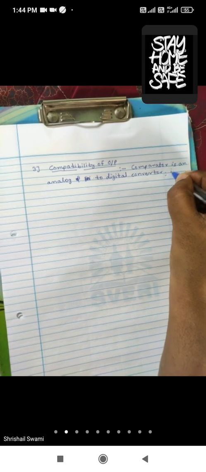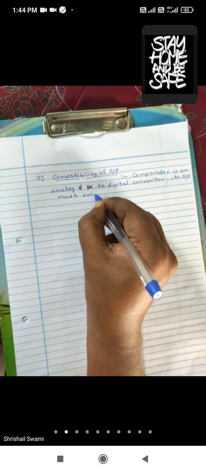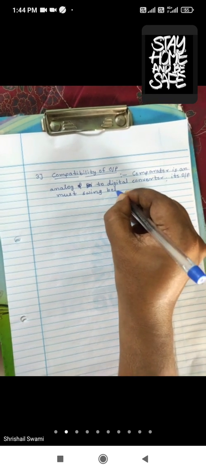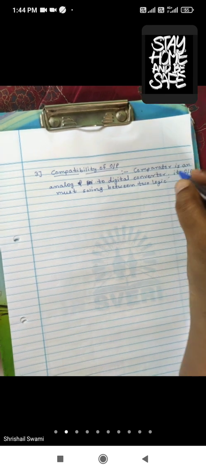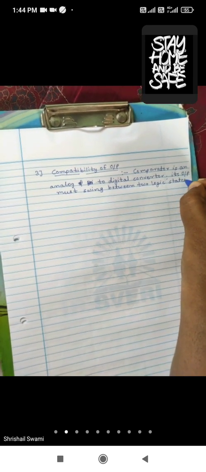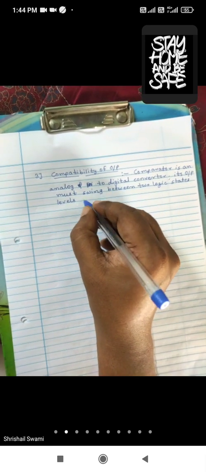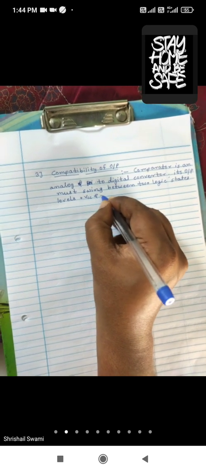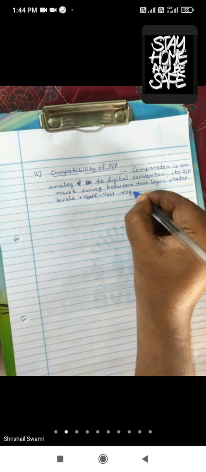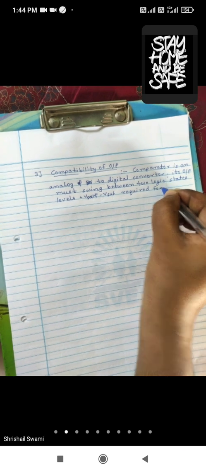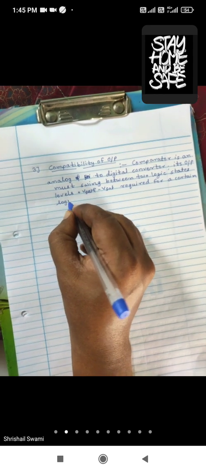Therefore its output must swing between two logic state levels, that is plus VCC and minus VCC, required for certain logic families.